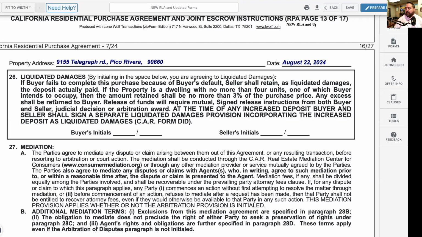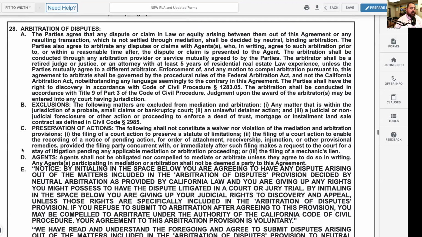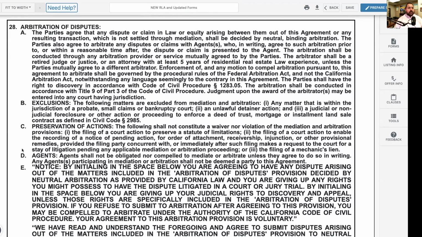Five units or more commercial is not limited to 3%. No, there's no liquidated damage for that. And again, for investors, it doesn't have any protection for them on liquidated damages. Any other questions about liquidated damages? Okay. The next section here is arbitration of disputes.